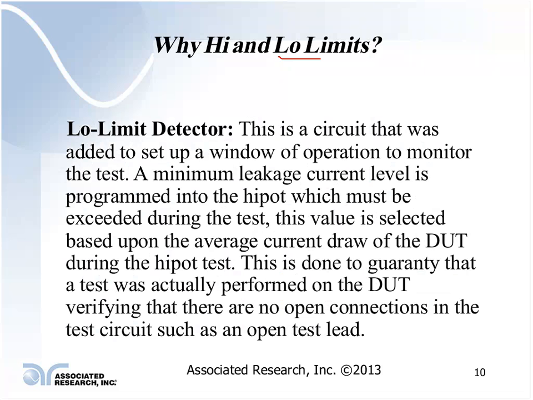Okay. So again, this circuit allows you to set up a window of operation to monitor the test. Minimum leakage level is programmed into the Hipot, which must exceed the current seen during the test. Again, this is selected based upon the average current draw of the device under test during the Hipot test. This is done to guarantee that a test was actually performed on the device under test, verifying that there are no open connections in the test circuit, such as an open test lead. So this is the reason for doing a low limit test.